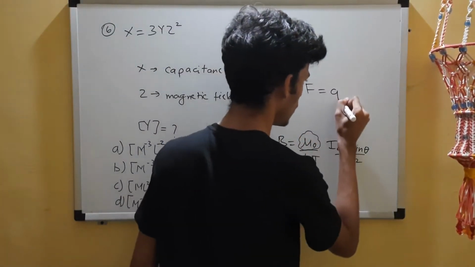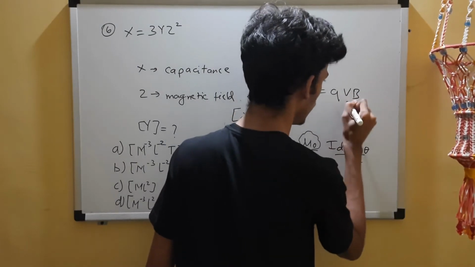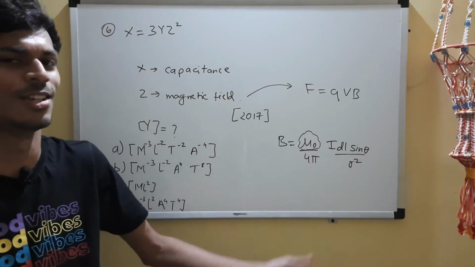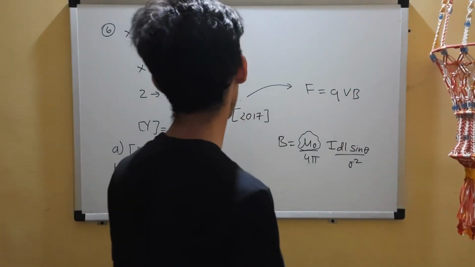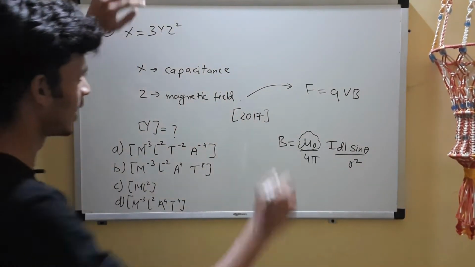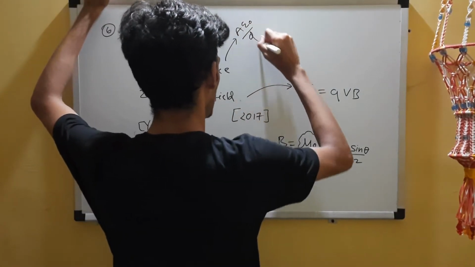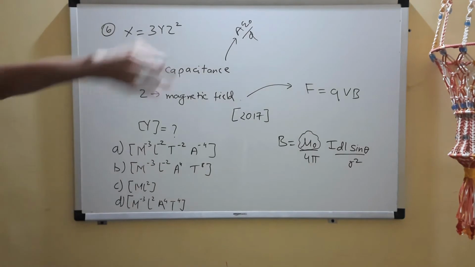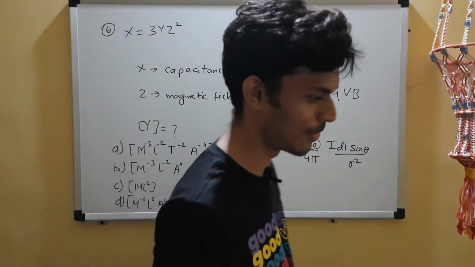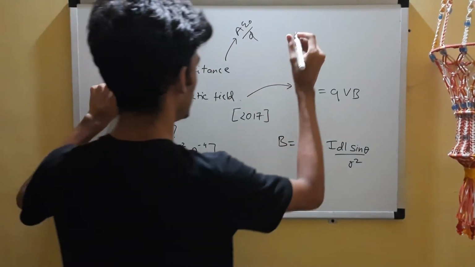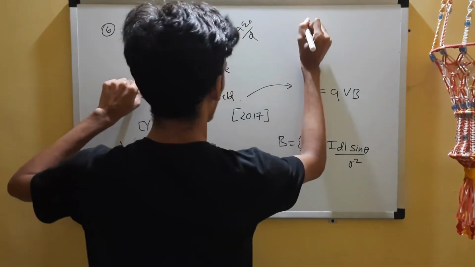F is equal to QVB, charge times velocity times magnetic field, of course with sin theta, but dimensionally you know it flies off. Now what about capacitance? Again, if you try to find it by A epsilon naught by D, you'll get stuck, because this epsilon naught has some dimensional constant, and you cannot find its dimensions through that formula.